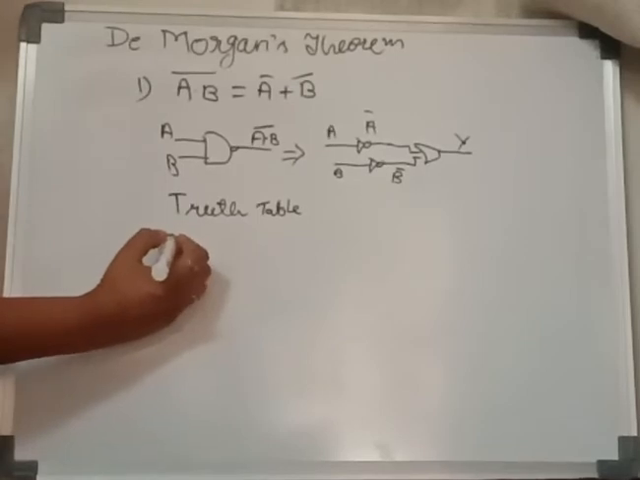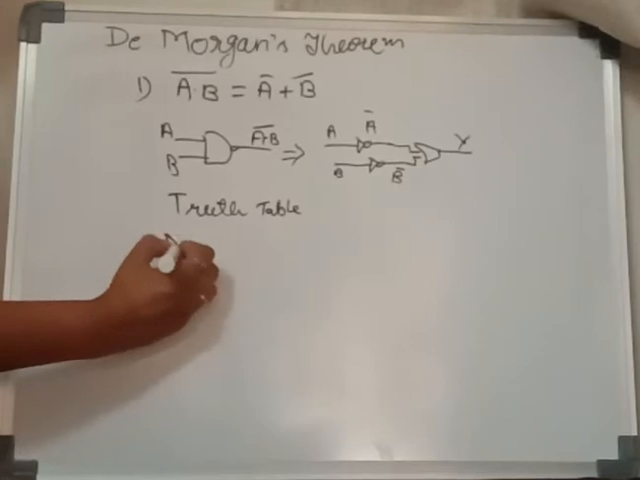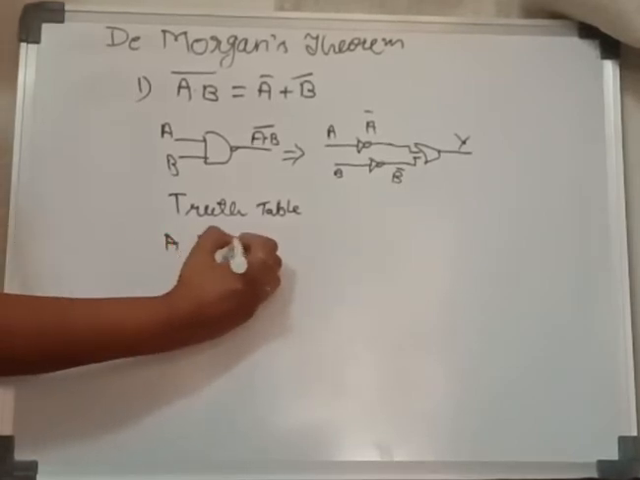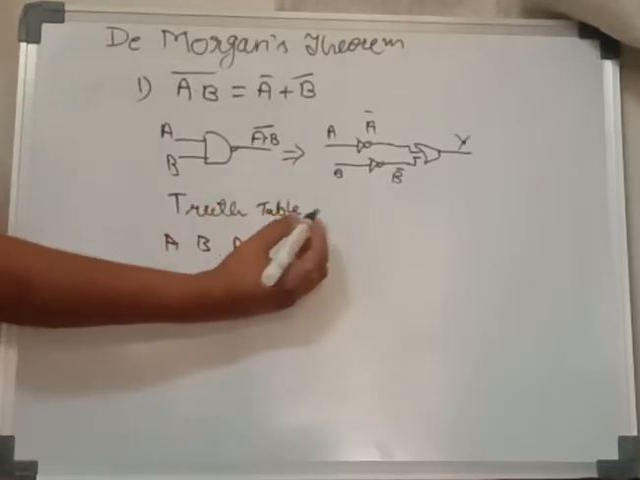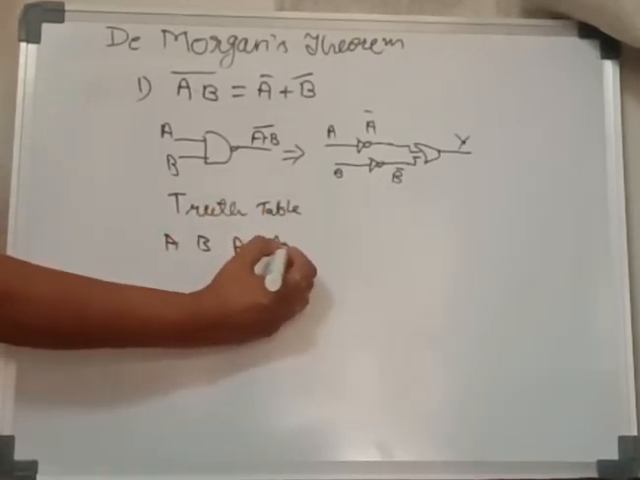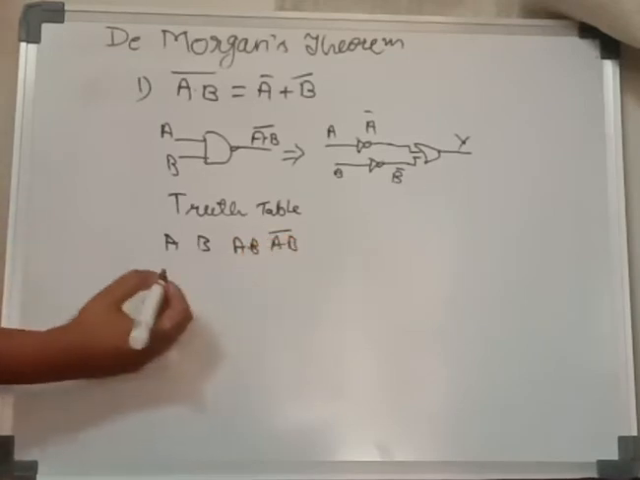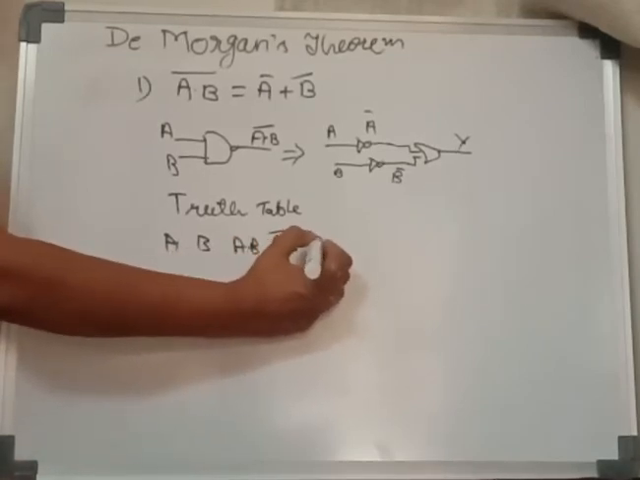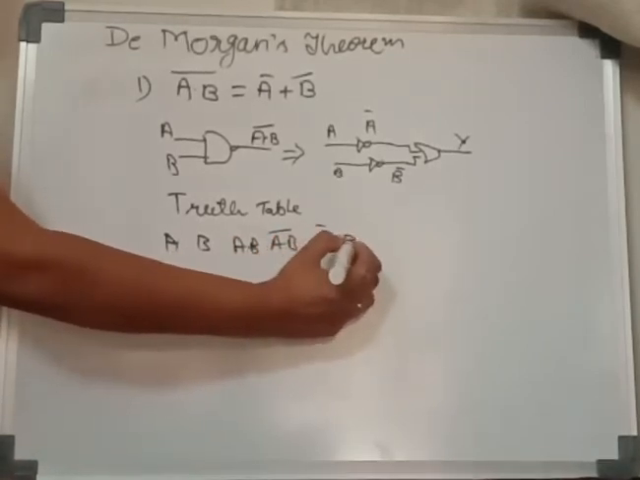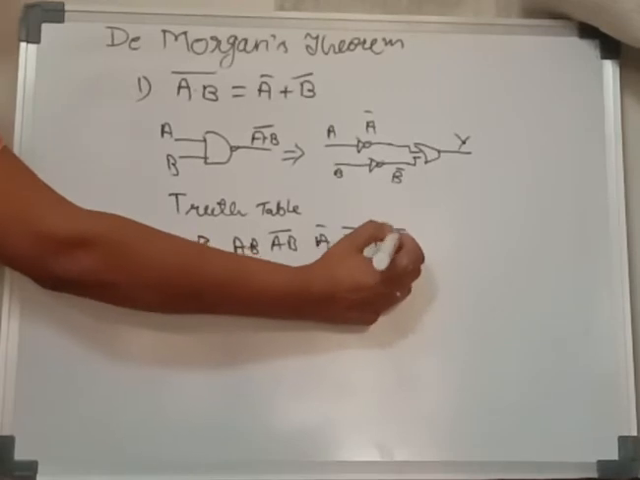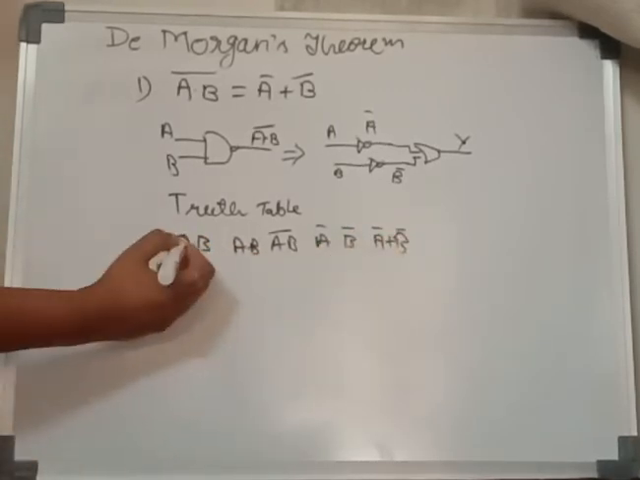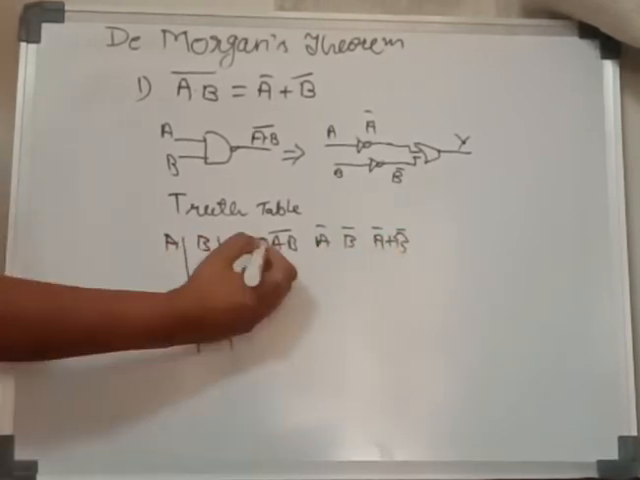So let us draw the truth table for this first De Morgan theorem. This is A, B, A dot B, then A dot B negation, then A negation, B negation, and A negation plus B negation. Okay, so let us start with this.